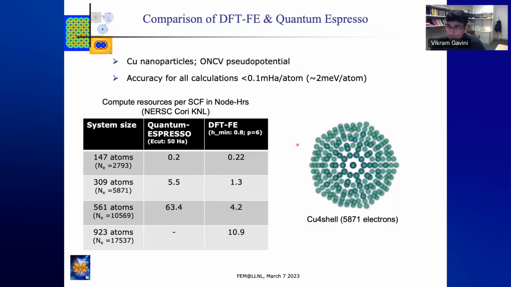So here I'm showing a non-periodic calculation, which is a copper nanoparticle, again with particles with increasing number of atoms. And the crossover happens much earlier for these non-periodic systems. And even at around 500 atoms, we are almost 10-fold faster compared to Quantum Espresso. Or 10-fold more computationally efficient, I should say.